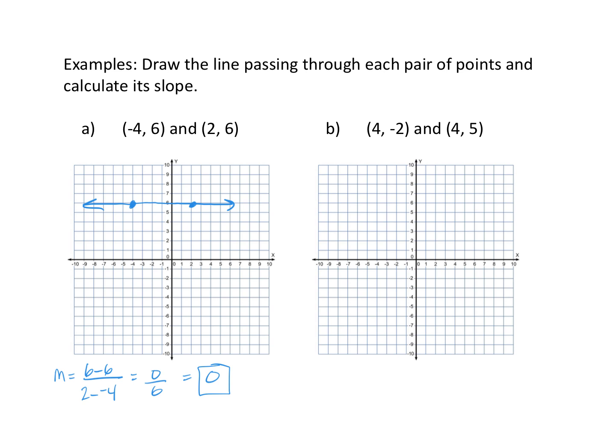And for part B, I have 4, -2, and 4, 5. Connect those to make a line. And when I calculate the slope, I have 5 minus -2 over 4 minus 4. So that is 7 over 0. And 7 divided by 0, or anything divided by 0, is undefined. So this line has an undefined slope because division by 0 is undefined.